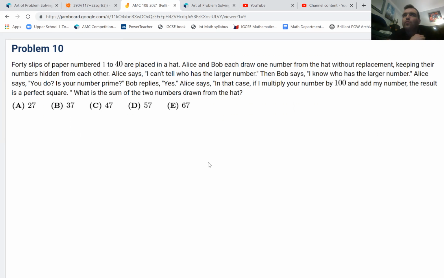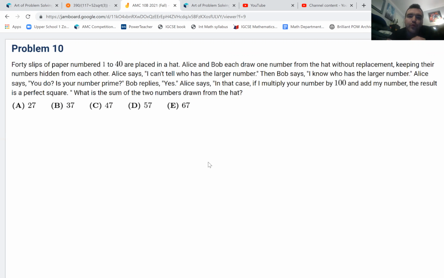Well, think about it. In what case could she tell who has the larger number? The only way she could know who has the larger number is if she had picked 1 or 40. Because if she picked 1, then she knows Bob has the bigger number. And if she had picked 40, she would know that she has the bigger number. Therefore, we know that she did not. So we know Alice did not pick 1 or 40. She could have picked any of the other 38 numbers, but not 1 or 40.